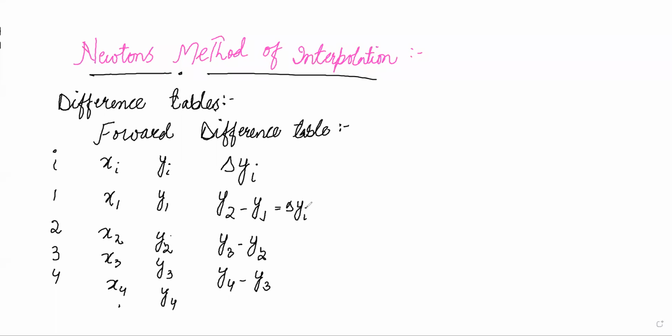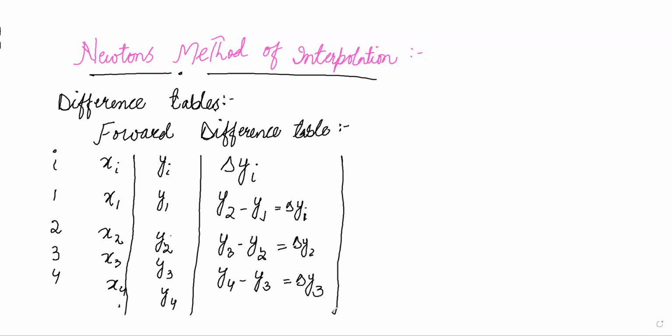We define these as the first difference: this is delta y1, this is delta y2, and this is delta y3. Let me draw the columns just like this. Okay, this is the first difference. Then we also define delta 2 yi, which is called the second difference. It is defined as delta y2 minus delta y1, and here it will be delta y3 minus delta y2. This is written as delta 2 y1, and this is delta 2 y2.